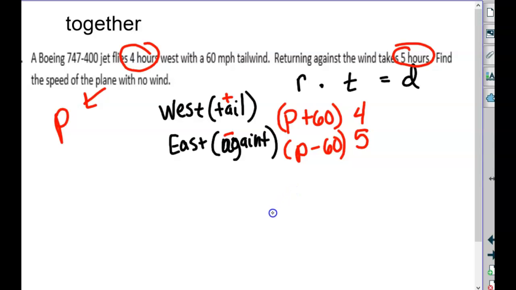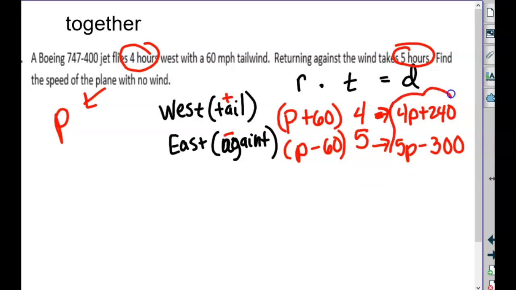If the plane's flying 500 miles an hour, it's making 560 on the way out, and it's making 440 on the way back, okay? Because it's hurting it. What are we going to do down here if we have 4p plus 240, and over here this becomes 5p minus 300? What are we going to do with those expressions? Yes, because the distance there is the same as the distance back.